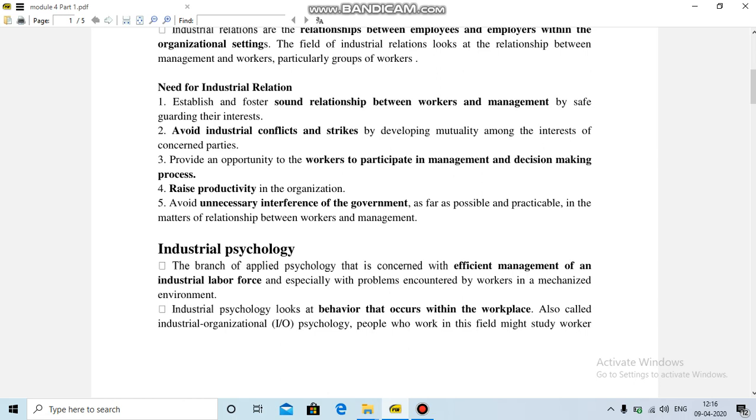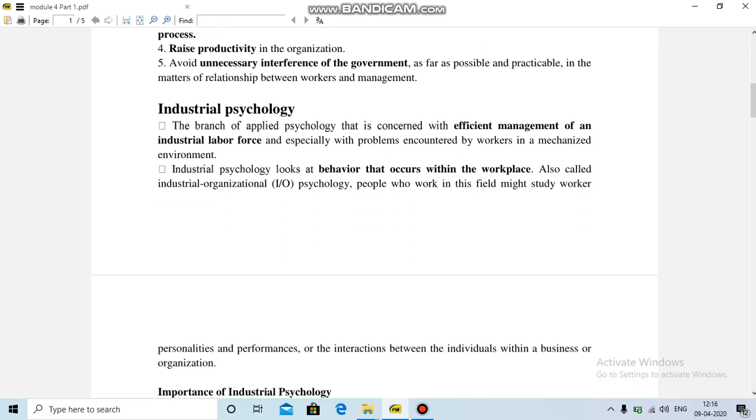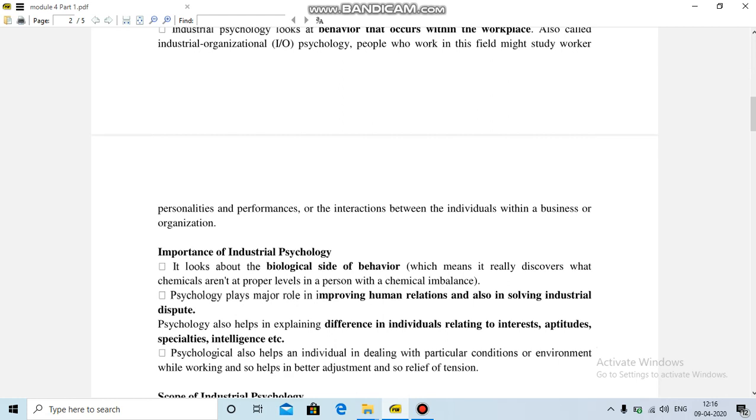Why is psychology connected with industry? Through proper adoption of this branch, we try to increase the productivity of the industry. We are trying to look at behavior in the workplace: the involvement, participation, and communication within each industry. So we know the importance of industrial psychology.